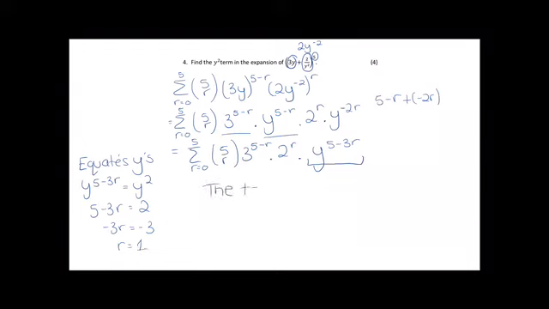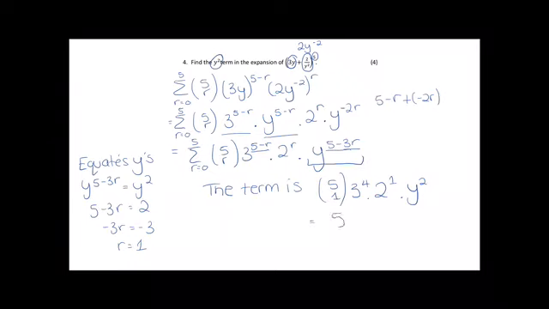So from there, the term that we're looking for is 5 choose 1, 3 to the power 5 minus 1, which gives us 4, times by 2 to the power 1, times by y to the power 5 minus 3 times 1, which gives us 2, so y squared, and obviously that's what the question was asking us for. 5 choose 1 is 5. 3 times 3 is 9, times 3 is 27, times 3 is 81. And we're timesing that by 2 and our y squared. So that gives us 810 y squared.